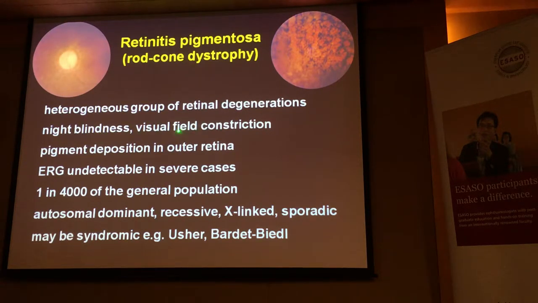So they're night blind, and the visual field constricts because of the cone involvement. The first field defect we get in RP is a ring scotoma, and that corresponds to maximum rod density, about 20 degrees out. So as the rods die, the cones die. That's when you get the field defect.